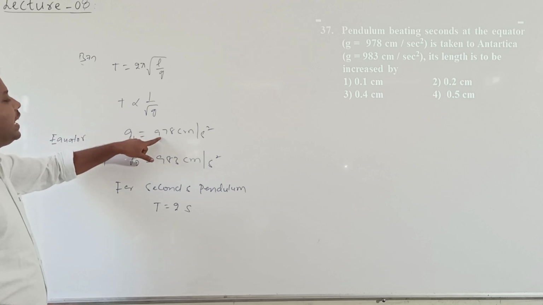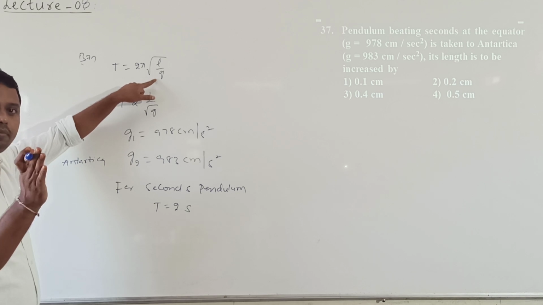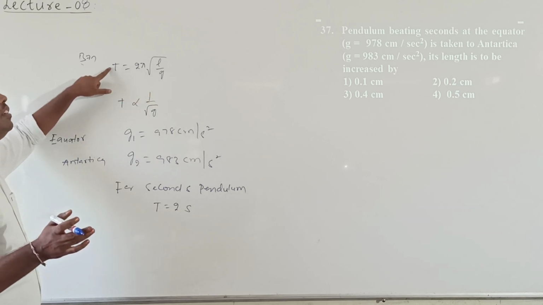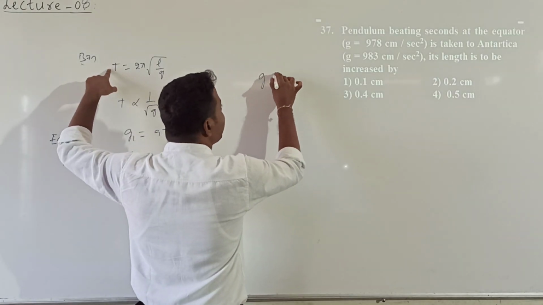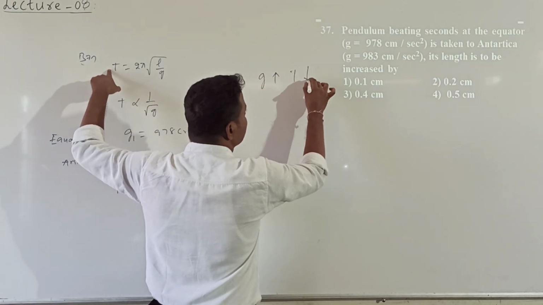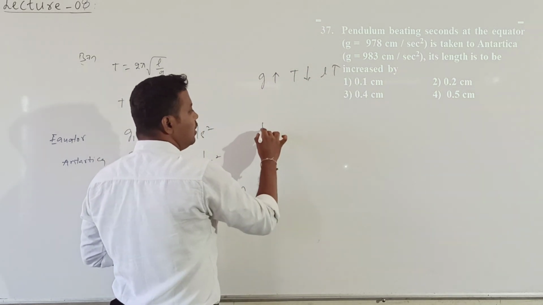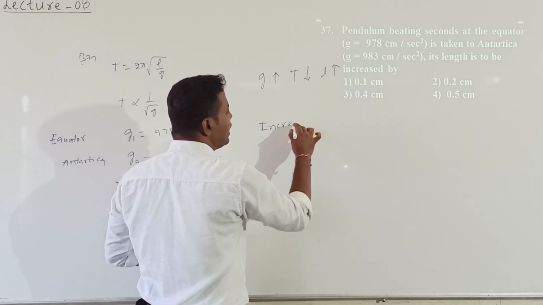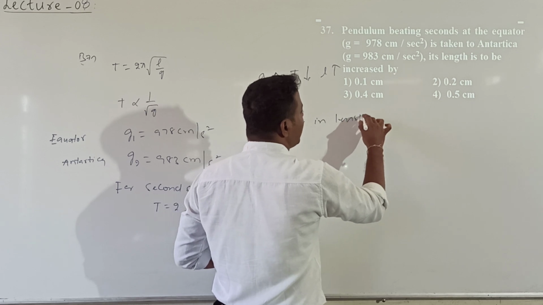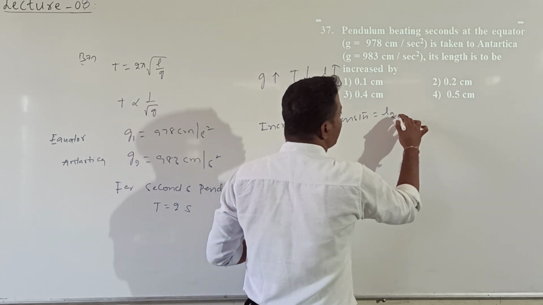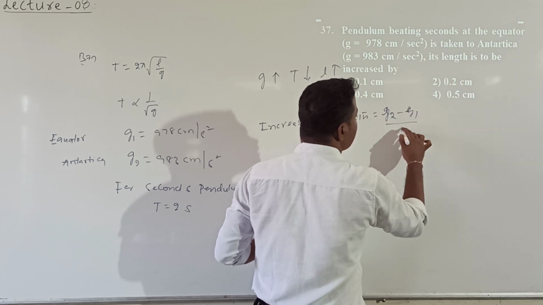Acceleration due to gravity goes from 978 to 983, so G increases. When the G value increases, the time period decreases. To maintain the same T value, the length value should increase. That increase in length is given by the formula delta L equals G2 minus G1 by pi square.